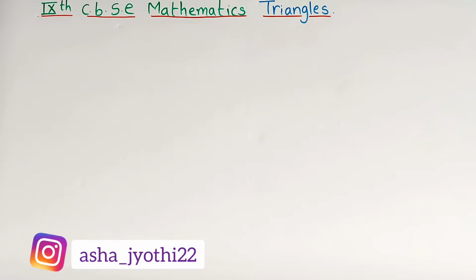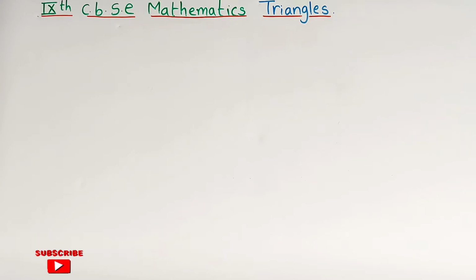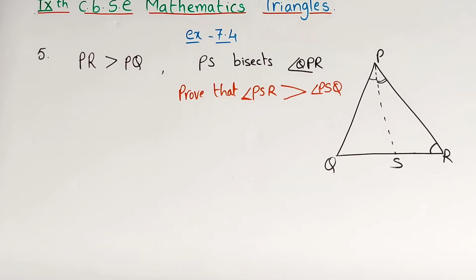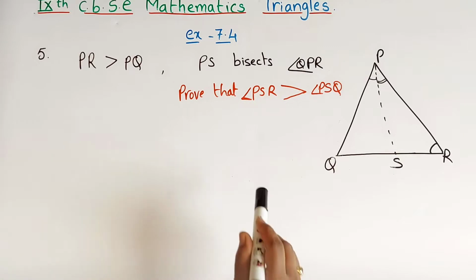We are learning 9th standard CBSE Mathematics, Chapter 7, Triangles. We have already finished 4 questions from exercise 7.4, children. If you missed the video, please watch my previous video. Let us start the 5th question.